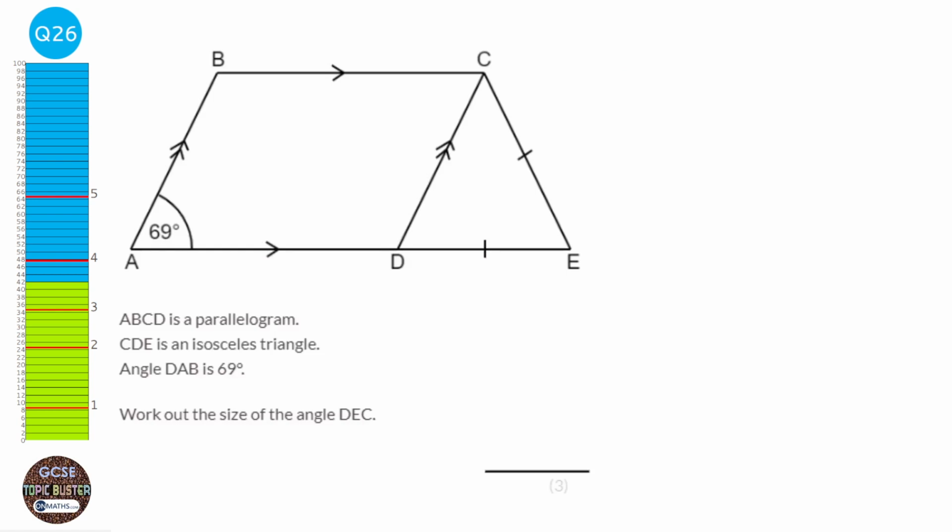So we're looking for angle DEC, which is this one here, but we can't go directly there. We've got to work our way towards it. The first thing I'm going to look at is this set of parallel lines here. We've got a line going through these parallel lines, which is this line here. And so this angle here and this angle are going to be corresponding. So this is going to be 69 degrees.